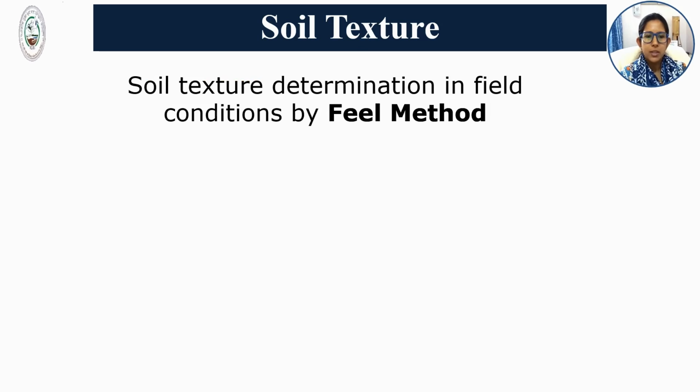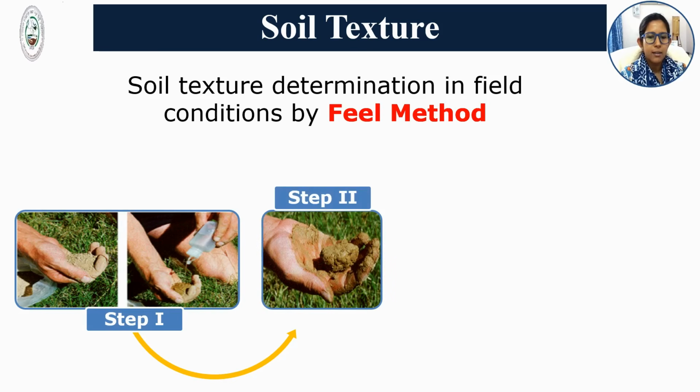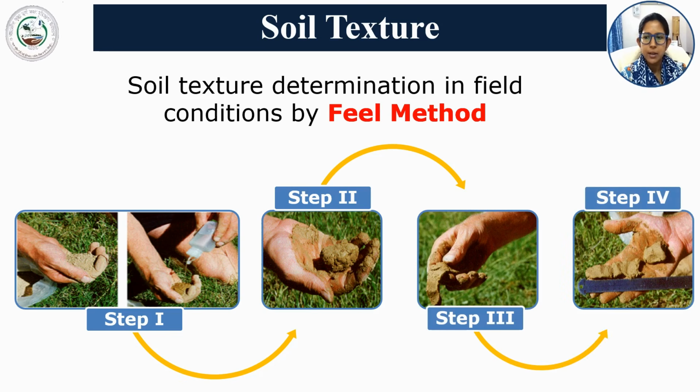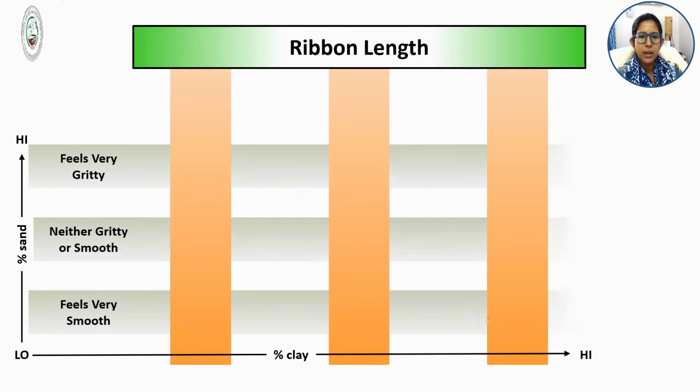In the laboratory, the soil texture is determined with the help of the Bouyoucos hydrometer method or the international pipette method, whereas in the field it is determined by using water and trying to make a dough or a ribbon and getting the feel of the texture between the fingers. And depending on the ribbon length, we can classify the soil texture.